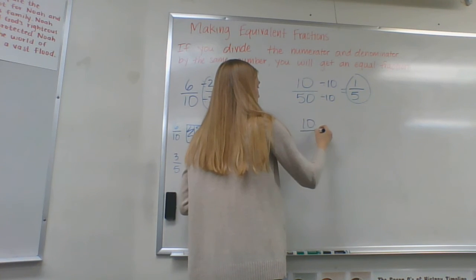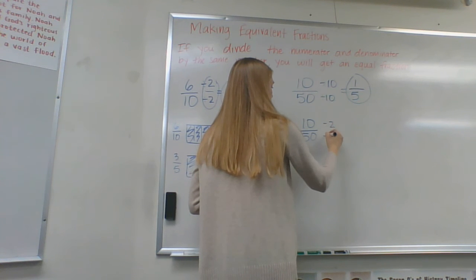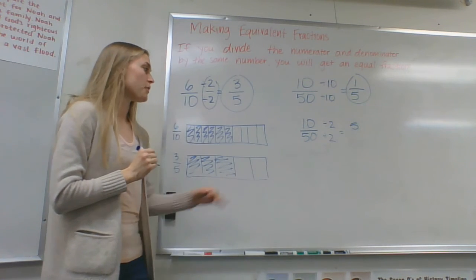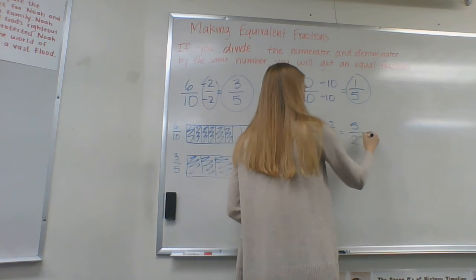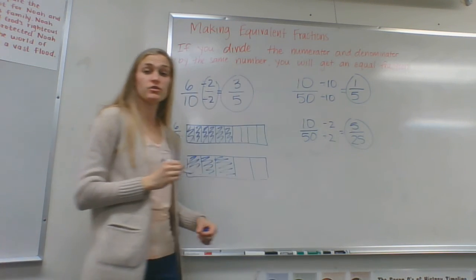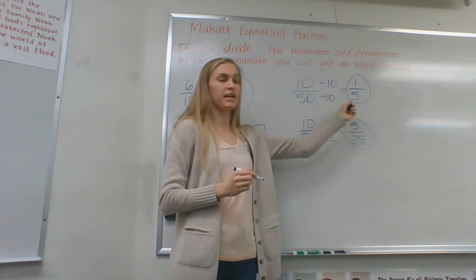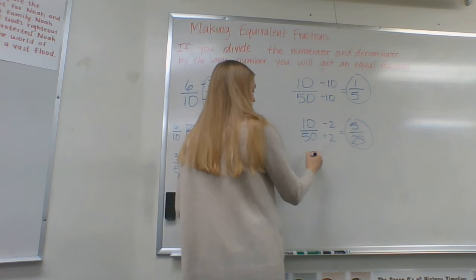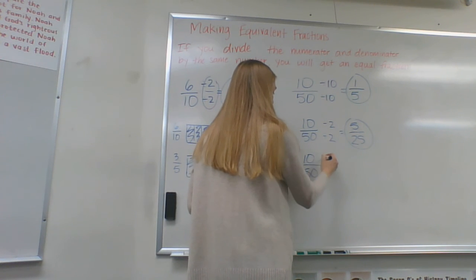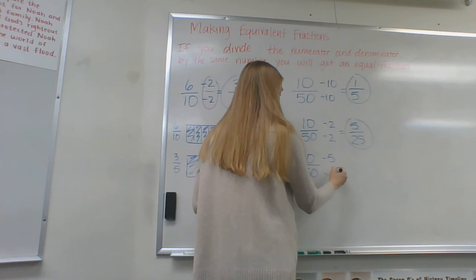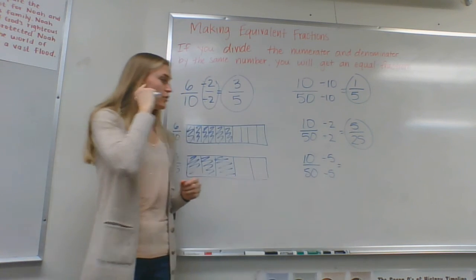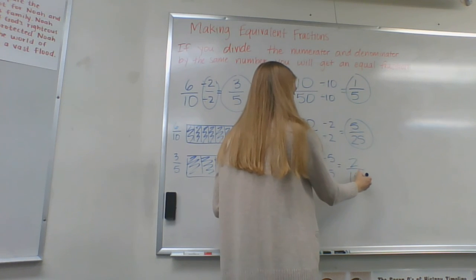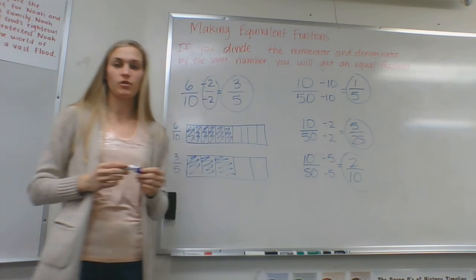Maybe you thought of 2. If you divided by 2, 10 divided by 2 would give us 5. 50 divided by 2 will give us 25. So 5 over 25 is also equivalent to 10 over 50 and to 1 over 5. They're all equivalent to each other. Maybe you thought of dividing by 5. So 10 divided by 5 would give us 2, and 50 divided by 5 would give us 10. So 2/10 is also an equivalent fraction.